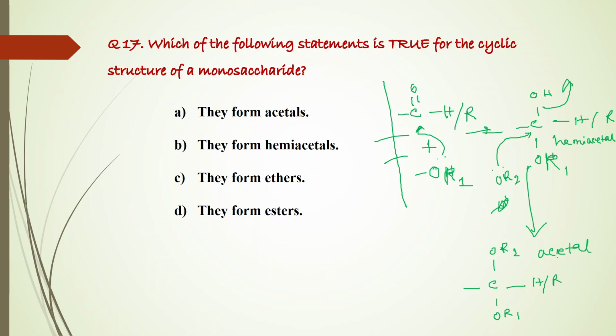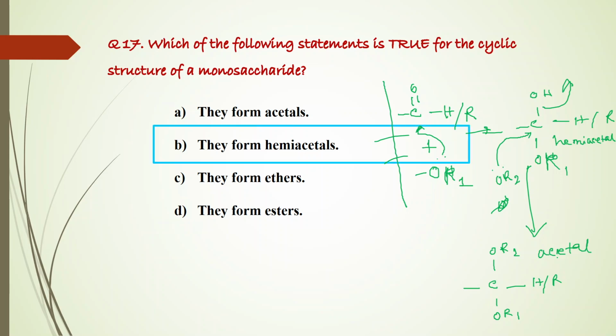Acetal linkages happen in the formation of polysaccharides. When the second attack happens and you have the formation of O-glycosidic bonds, that is for the polysaccharides. During polysaccharide formation you have acetal formation, but during normal cyclization you have hemiacetal formation, where you have your pyranose or furanose ring. So the correct option for question number 17 should have been option B.